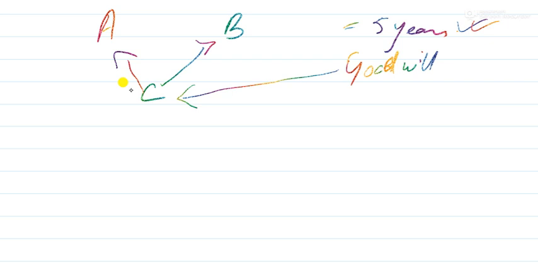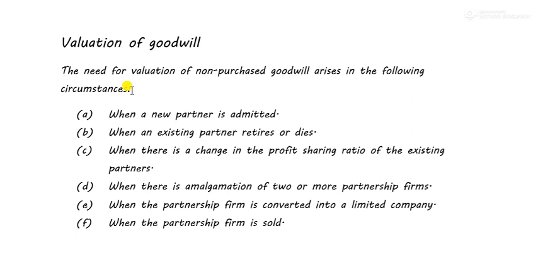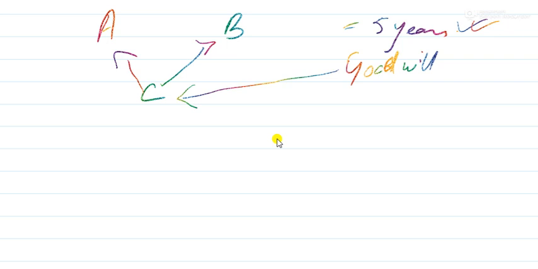This is why we calculate goodwill in a partnership firm. This is one of the main reasons. The other reasons are as follows. When a new partner is admitted, when an existing partner retires or dies. So the same thing goes when a partner retires.